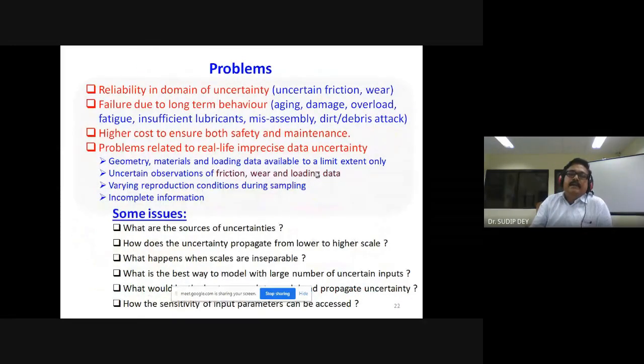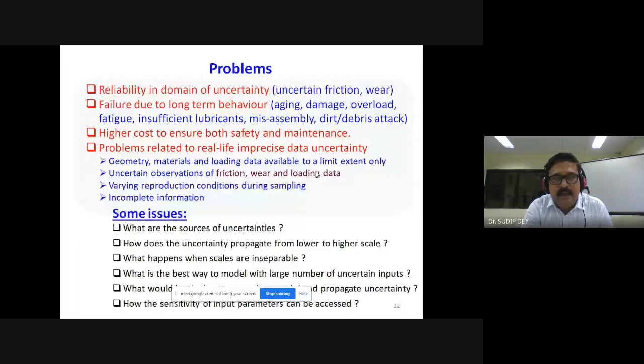Now, the problem is the reliability. Reliability of what? Reliability of all the components that we are using. It may be a bearing, it may be a bridge, it may be any component. It may be electrical, civil, aerospace, mechanical, any components. And we are concerned about the failure of those components. And we are also concerned about the longer life of that component. And also, cost is a very important factor. And we need to ensure the safety and maintenance. Minimization of maintenance is also required.